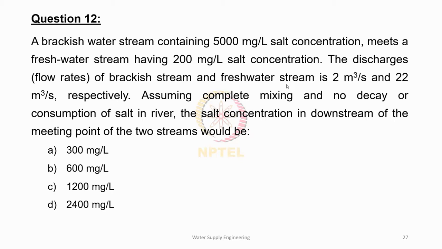It's simple mathematics and logic that we have to apply. Also, we are assuming that there is no loss of salt or water happening here. There is complete mixing, so whatever is meeting is flowing together downstream, and we are measuring that value at the downstream end. So, option A 300 milligram per liter, option B 600 milligram per liter, option C 1200 milligram per liter, option D 2400 milligram per liter. Okay, so we'll wait for a minute so that everyone can solve the problem.